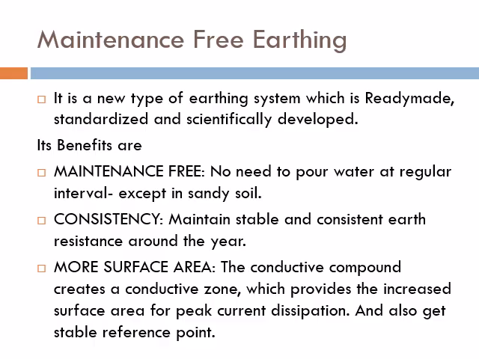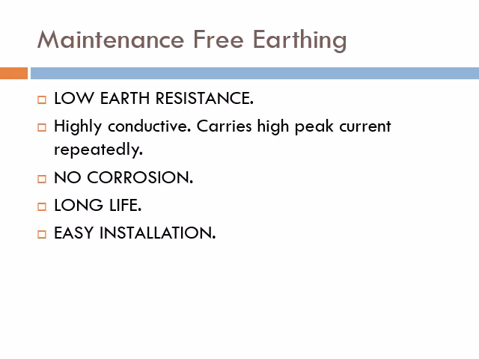Then more surface area. The conductive component creates a conductive zone which provides increased surface area for peak current dissipation and also gives stable reference points. So these are the benefits of maintenance free earthing. The characteristics of maintenance free earthing are low earth resistance and high conductivity, that is, it carries a high peak current repeatedly, with no corrosion, long life and easy installation.